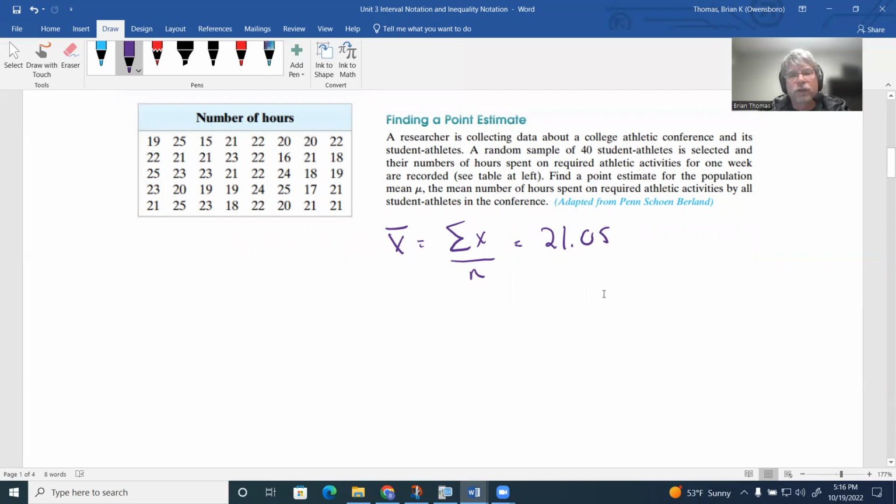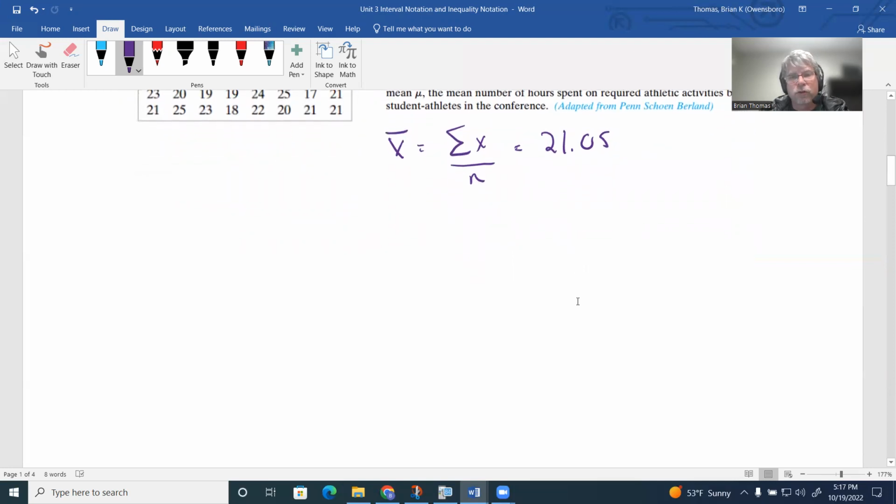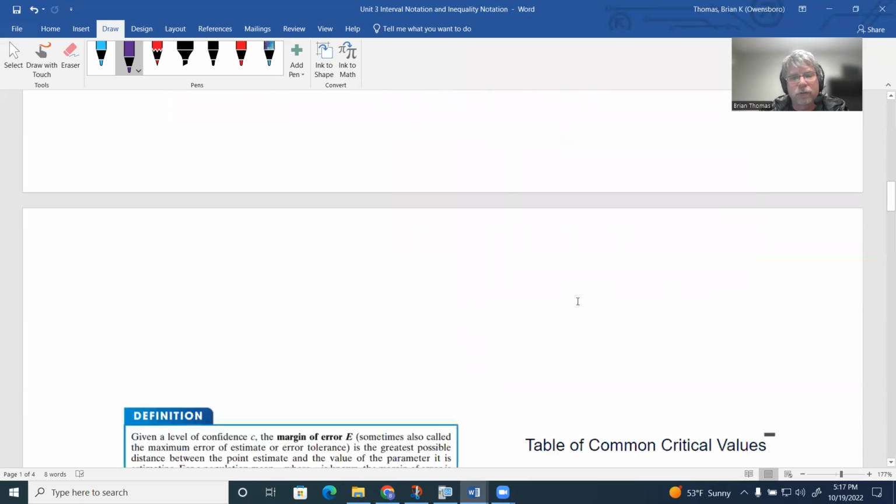Remember, 30 is kind of the magic number for a lot of things to be what we call normal distribution that we'll get into later on.